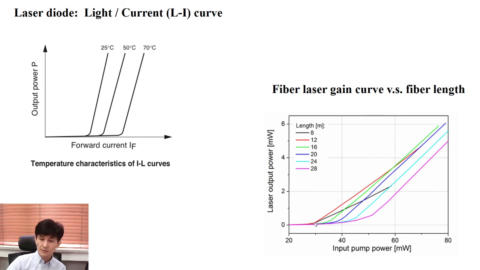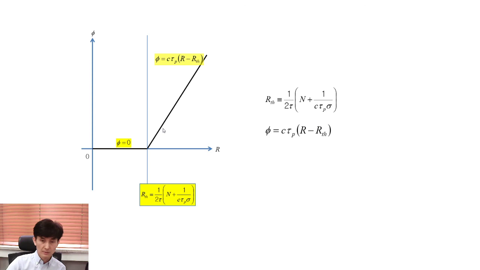And this is another output power versus pumping rate curve, for a fiber laser. The parameter changed here is the length of the fiber. By changing the length of fiber from 8 to 28 meters, from the black to the purple curve, the threshold changes and the slope changes as well. This is the slope, and this is the threshold. And this curve is the characteristic curve for a given laser.